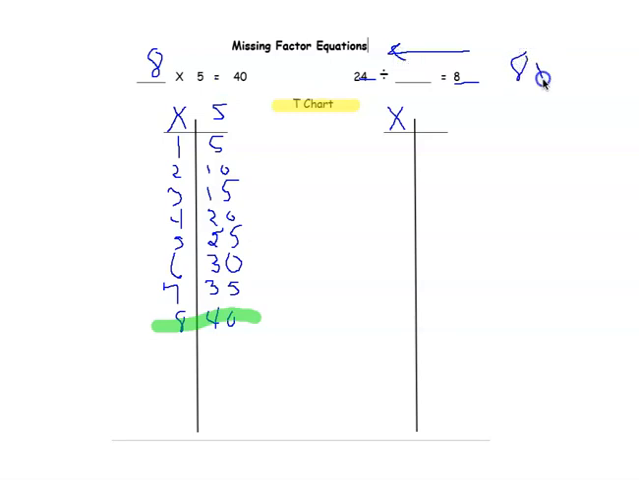So I could think of it like that. 8 times something equals 24. So I know my related facts or my fact families. So I'm going to do my chart times 8. So 1 times 8 is 8.